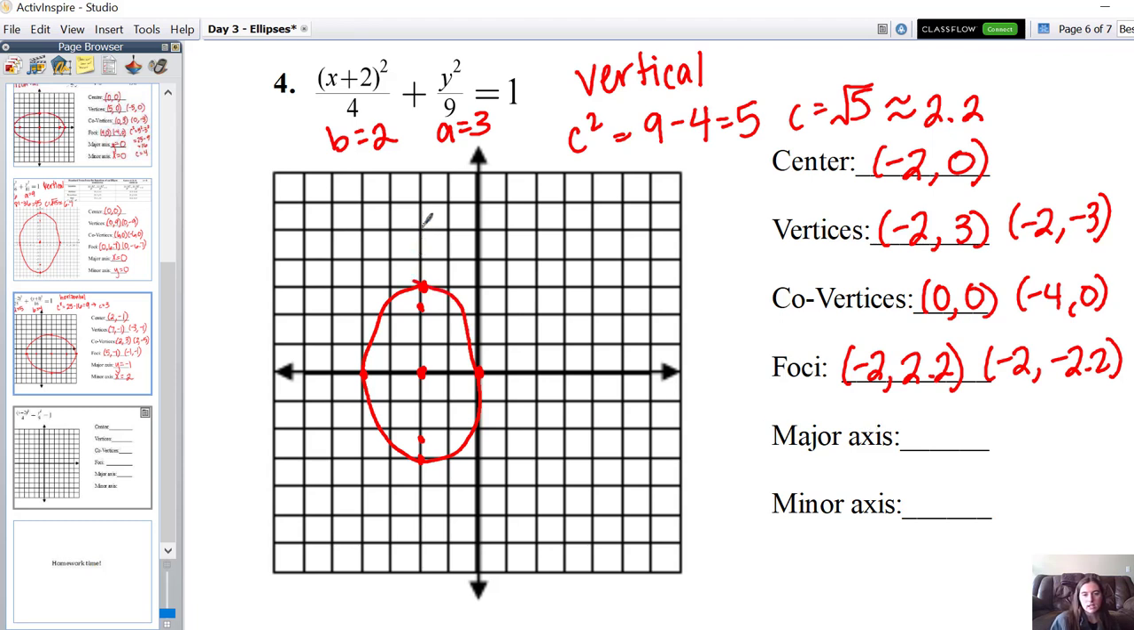The major axis connects my vertices. That is a vertical line through an x value of -2. The minor axis connects my co-vertices. That is through a horizontal line at y equals 0. And that is the graph of an ellipse.